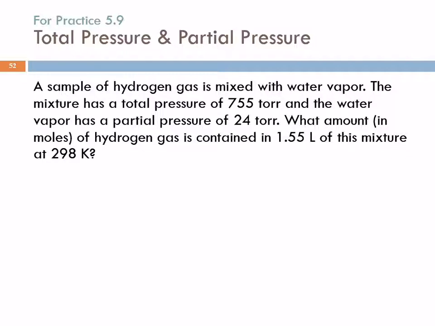Here's another one. A sample of hydrogen gas is mixed with water vapor. The mixture has a total pressure of 755 torr. The water vapor has a partial pressure of 24 torr. What amount in moles of hydrogen gas is contained in 1.55 liters of this mixture at 298 K?